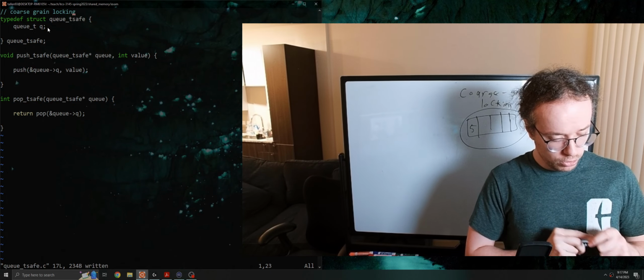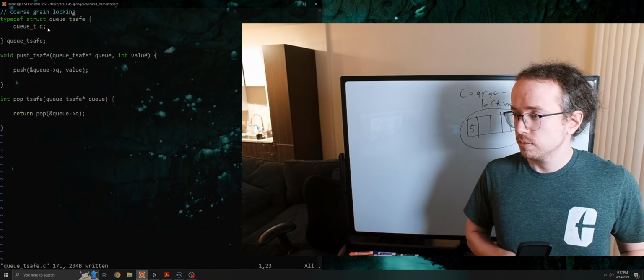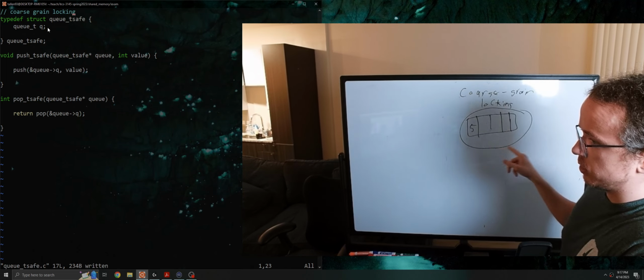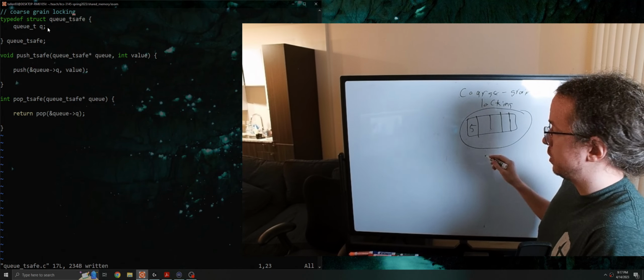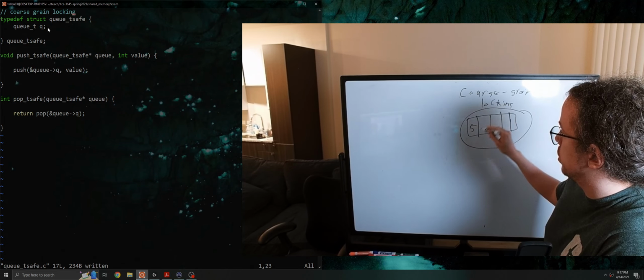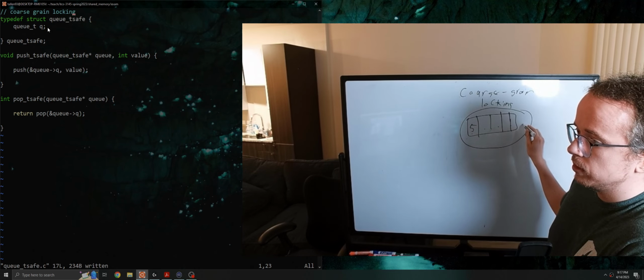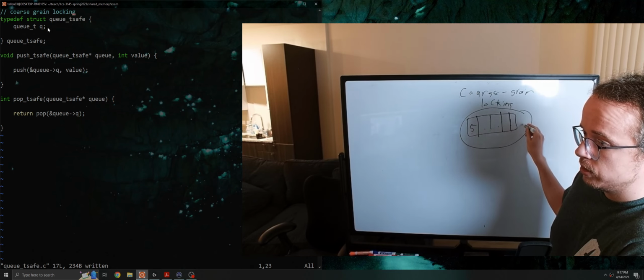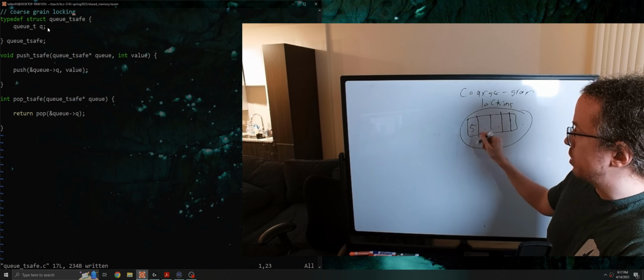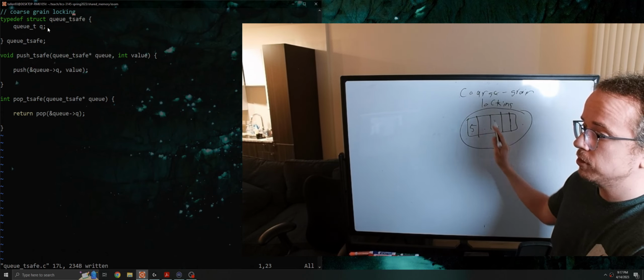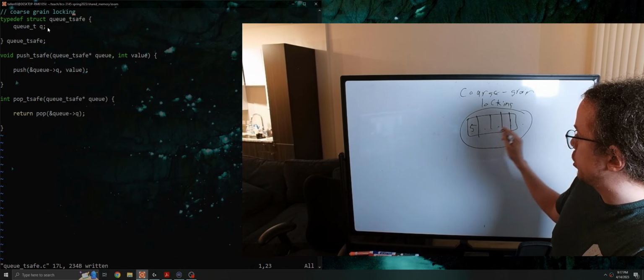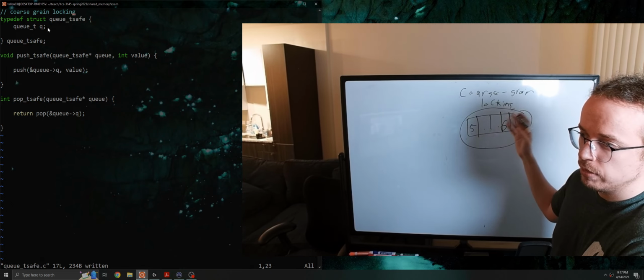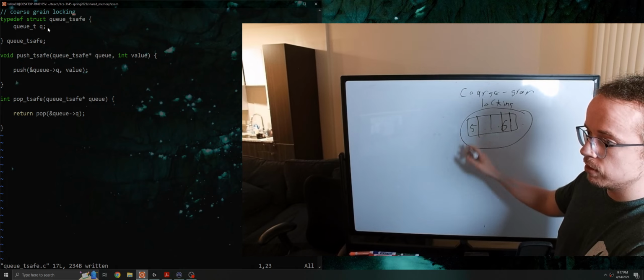On your other assignment, you had fine grain, which usually means you allow access to parts of the data structure. If it was an array, I guess you could do fine grain locking. You could give each element its own lock so that you only lock one. When I'm writing here, no one else can write here. No one else can read here. But they could write over here because I'm locking this one.